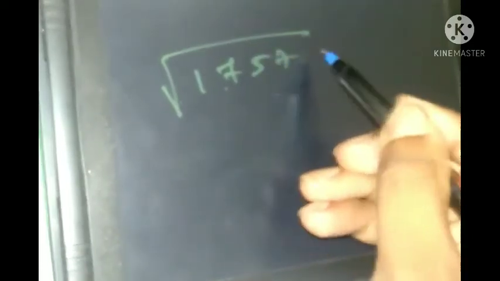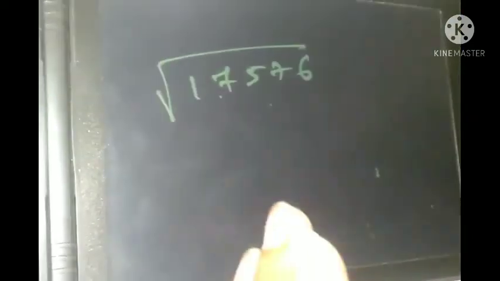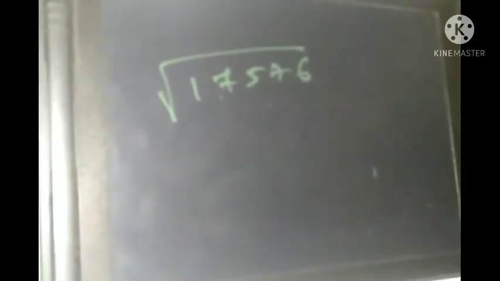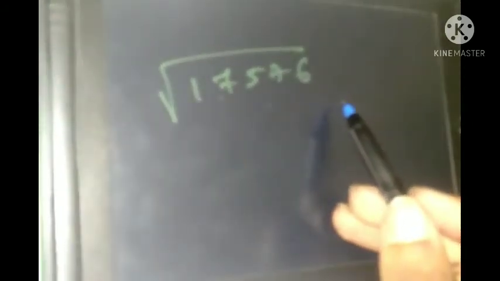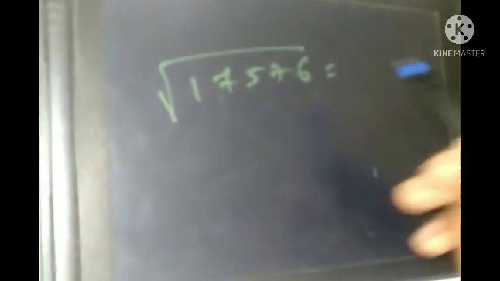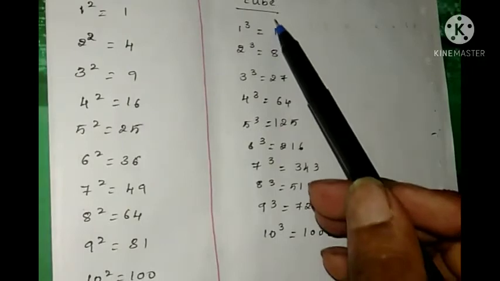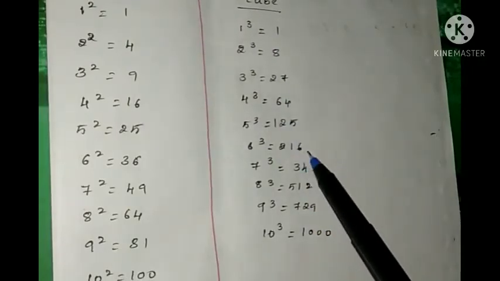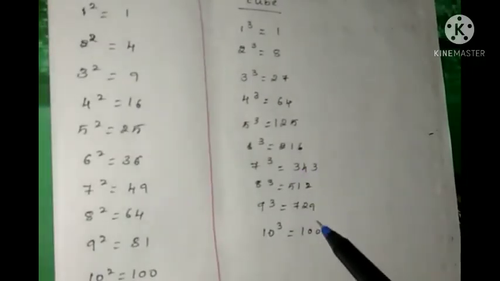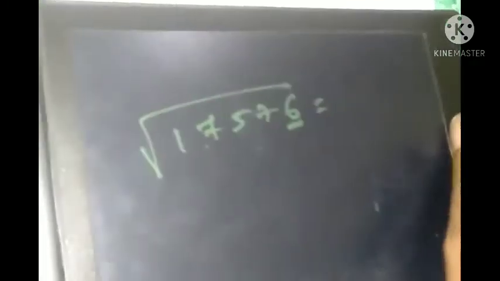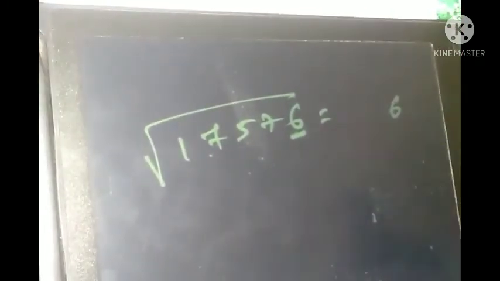And we take one example. Suppose we take 17576. Now we have to find the cube root of this number. What is the cube root of this number? Okay, the same method here also using the 6. Here 6 is there, 6 is ending. At which cube is the 6 ending? Here at 6, 6 is ending. There is no other number. That means we write down 6 here.